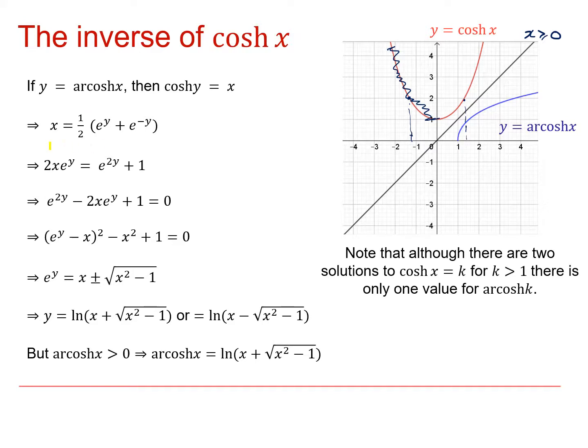Now, if we work through the algebra for that, I get down to a similar looking quadratic in e to the y, and therefore I get down to this result. Now, both of these are valid, so I can have either of those, but I've restricted here my arccosh x to greater than 0, so for the function I'm only going to take the positive square root. So as I said, you'll get two solutions to an equation, but arccosh x is only log of x plus the square root of x squared minus 1.